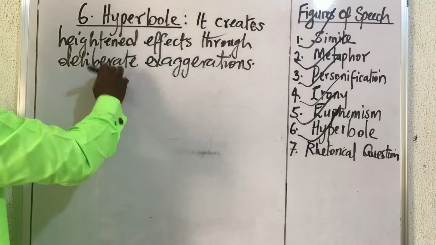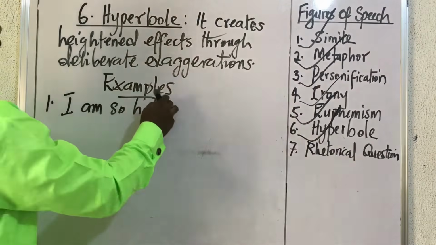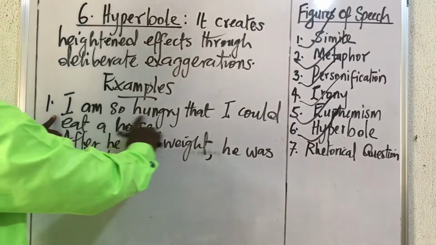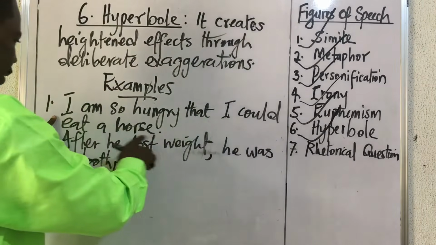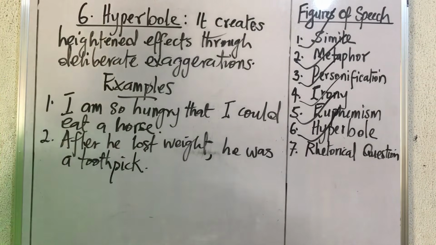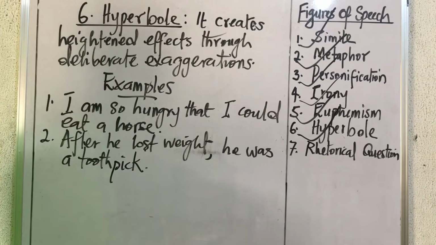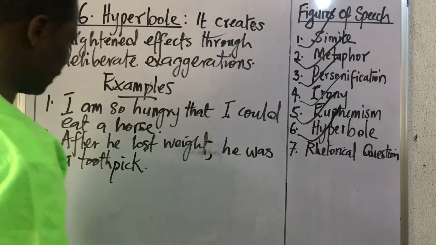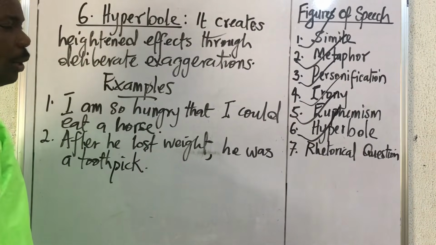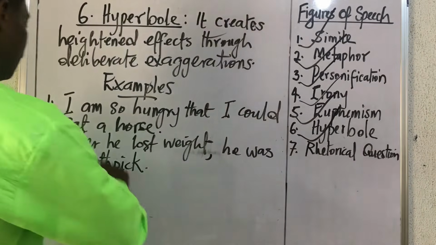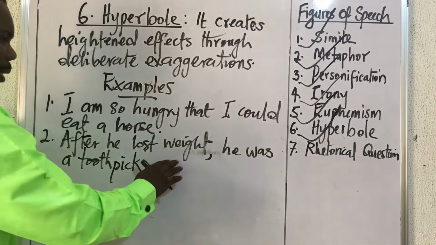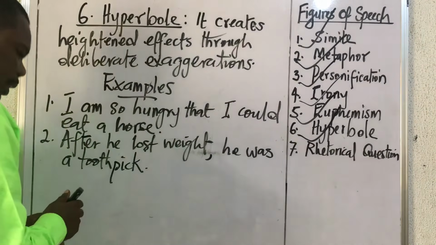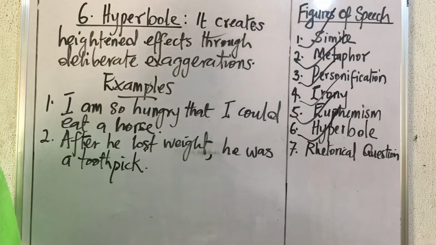Now, let's look at some examples. I am so hungry that I could eat a horse. So this is exaggeration. There's no gravity of hunger that can make you eat up a whole horse. Then number two, after he lost weight, he was a toothpick. So these are all exaggerations.